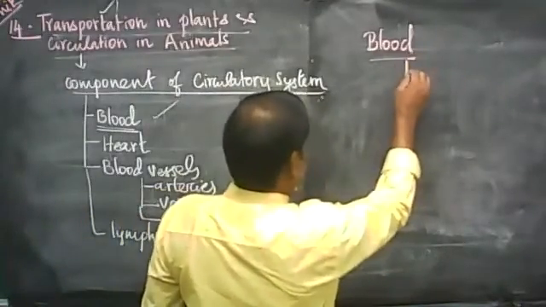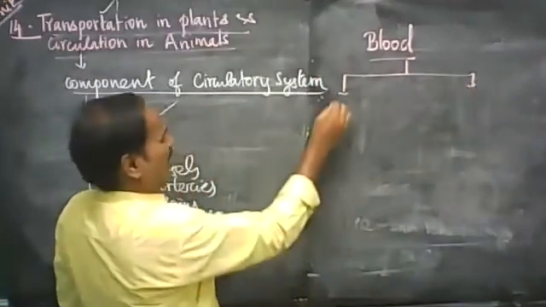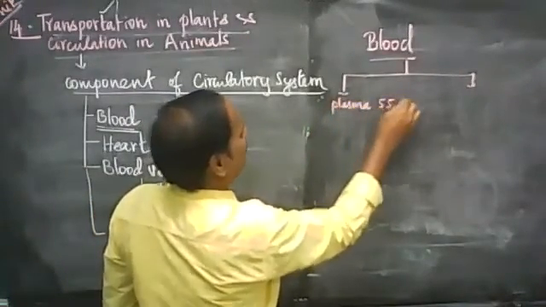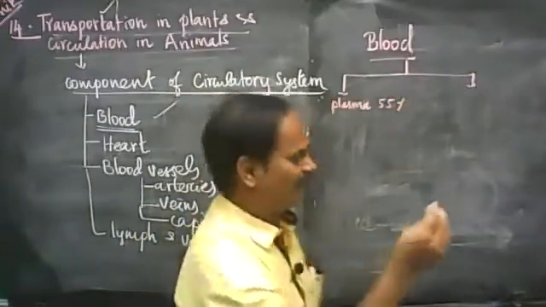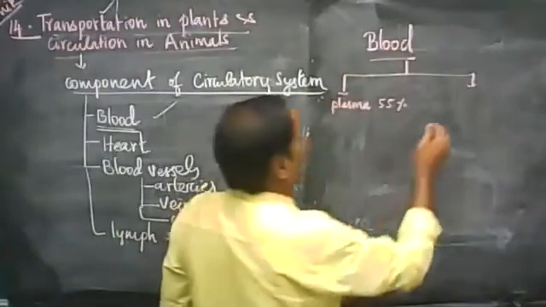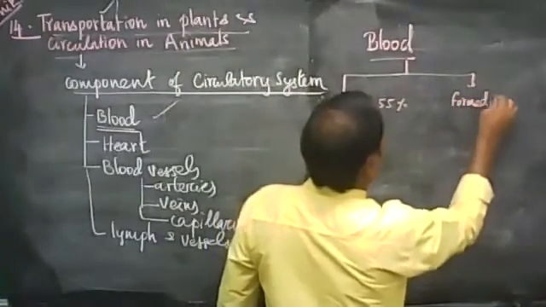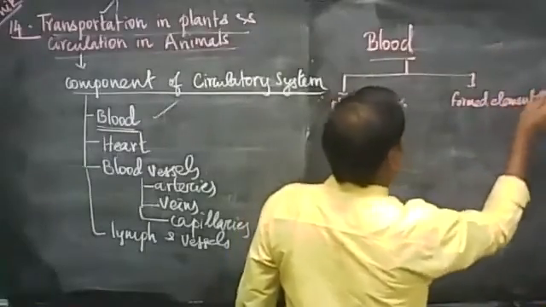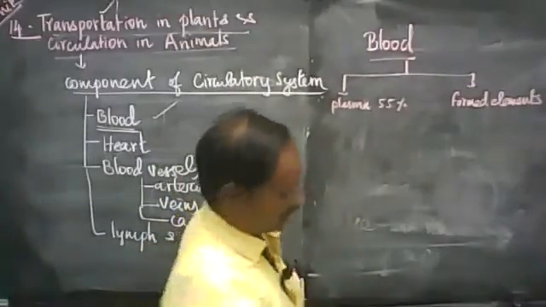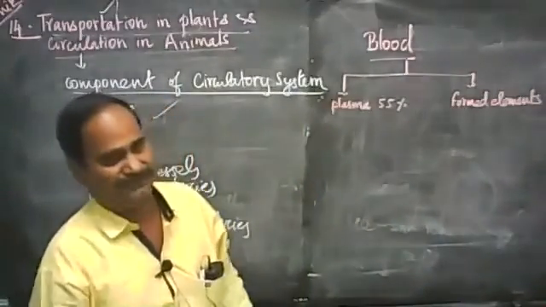Now, it is divided into two major constituents. The liquid part of the blood is plasma. It constitutes about 55%. Now imagine, let us take 100 ml of blood. 55 ml of blood is plasma, the liquid part of the blood. The remaining 45 ml of blood is formed elements. What is called formed elements? The formed elements are nothing but the solid parts or corpuscle cells. It comes under 45%.